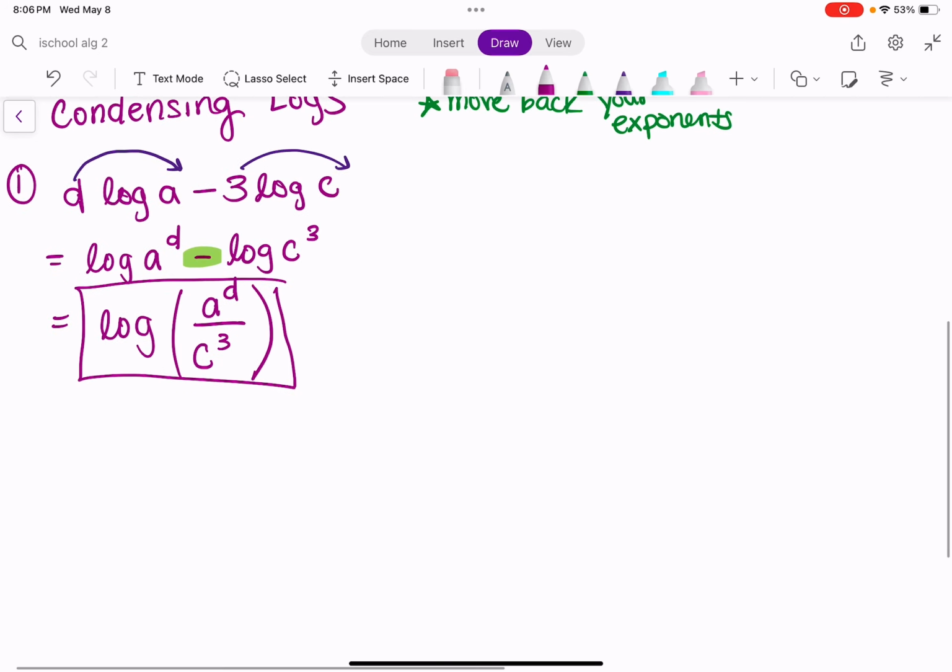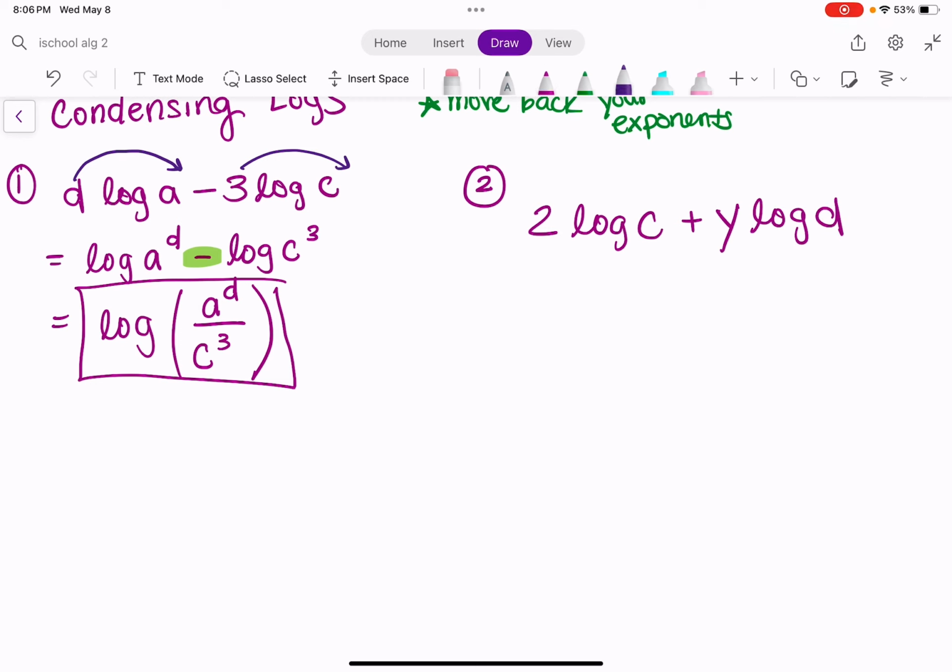So let's do a second problem. Let's say I have 2 log c plus y log d. First step, gotta move your exponents back, right? We're trying to rewrite this as 1 log. So I can rewrite this as log c to the power of 2 plus log d to the power of y. Now I can condense this even further, right? Because there is a plus sign here.